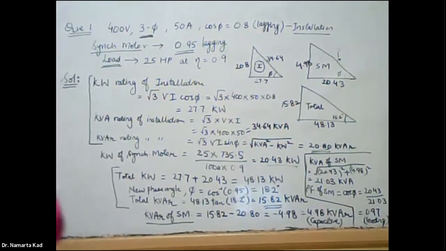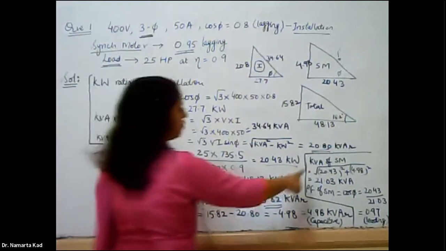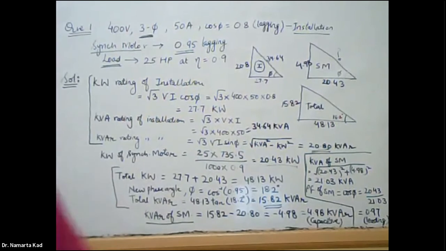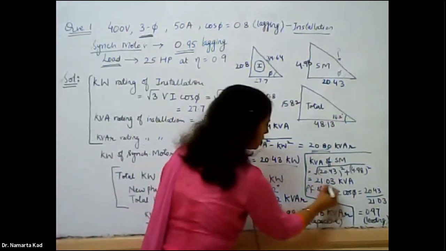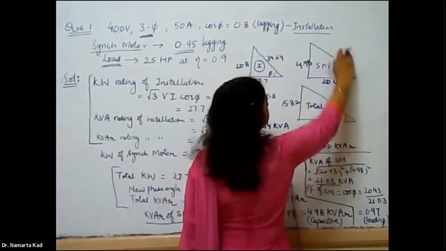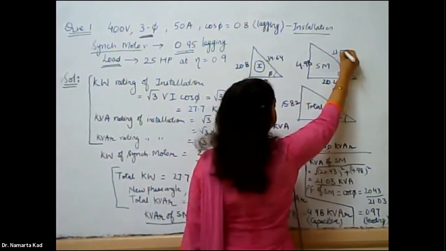So here the kVA for the synchronous motor comes out to be 21.03 kVA, and I'm going to write here now 21.03.